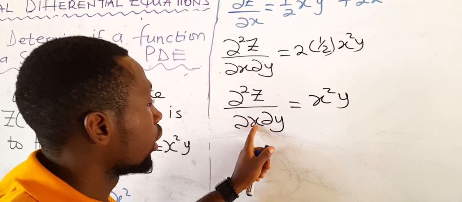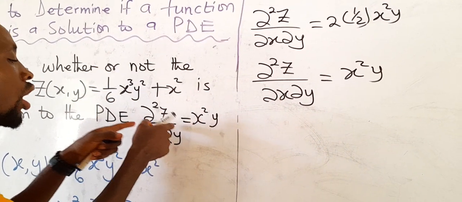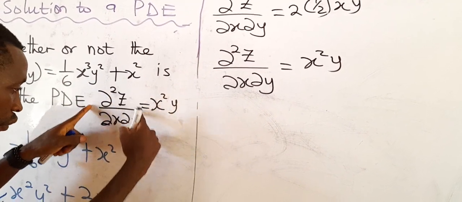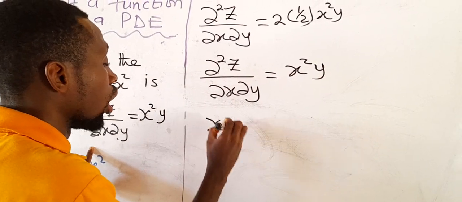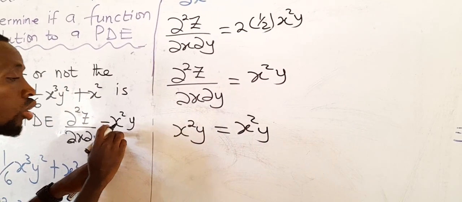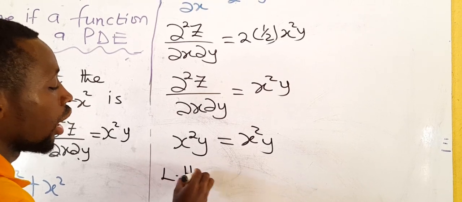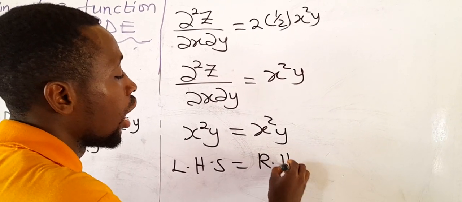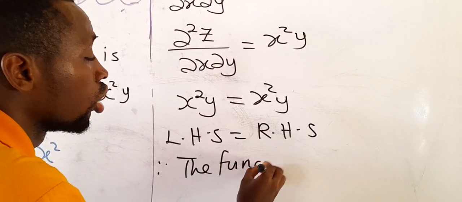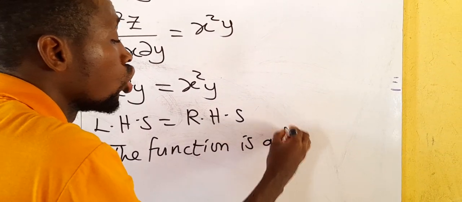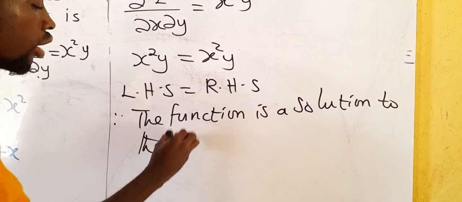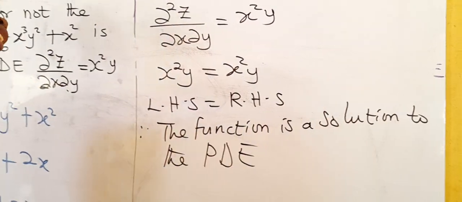Now we come and substitute into the PDE. So what is the PDE? The PDE is this. So what is the function of this? It's x squared y. So now our x squared y is equal to this x squared y. Yes. So we say the left hand side is equal to the right hand side. Therefore, the function is a solution to the PDE. I hope you get this.